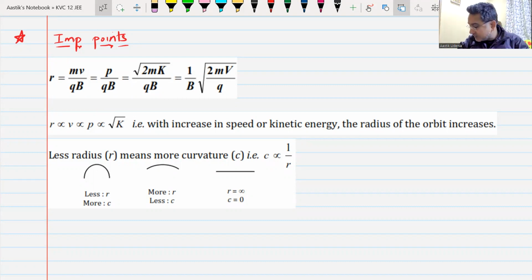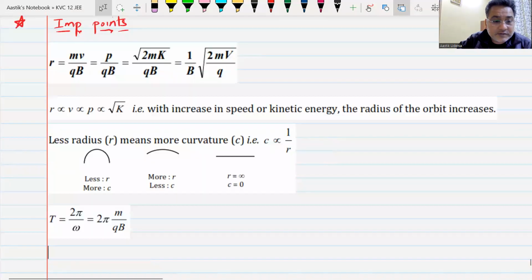Now you talk about the time period, or the frequency, or the angular frequency. Time period or frequency or angular frequency is independent of the speed and the radius. It only depends on your specific charge ratio, q by m.